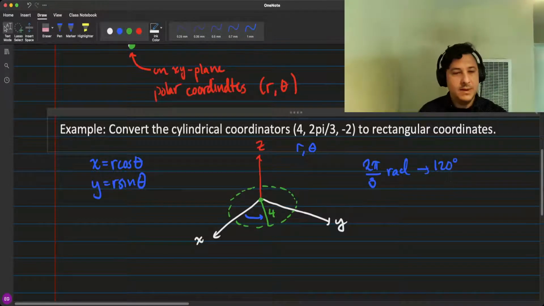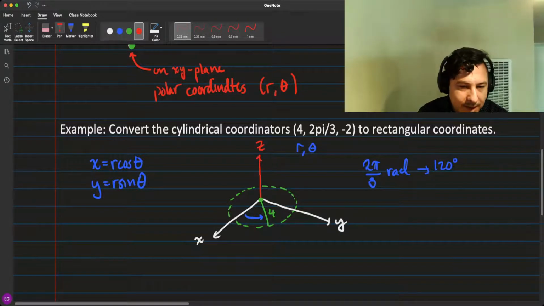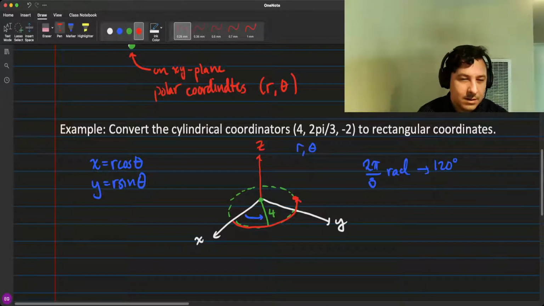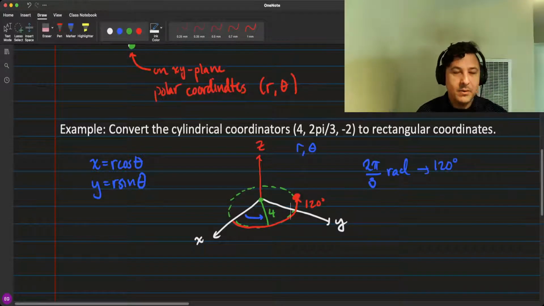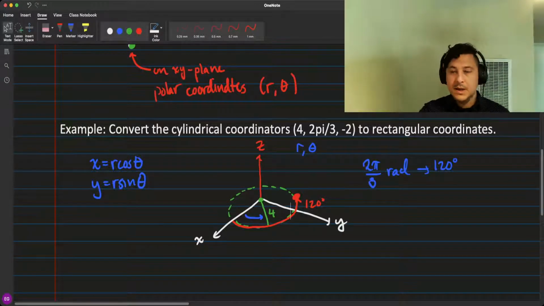Well, actually, I mean, yeah, good enough. So really where I end up is somewhere right here, because the amount that we rotate by is 120 degrees. So right here, I end up with a point on the xy plane. I moved 4 away from the origin and I rotated 120 degrees.